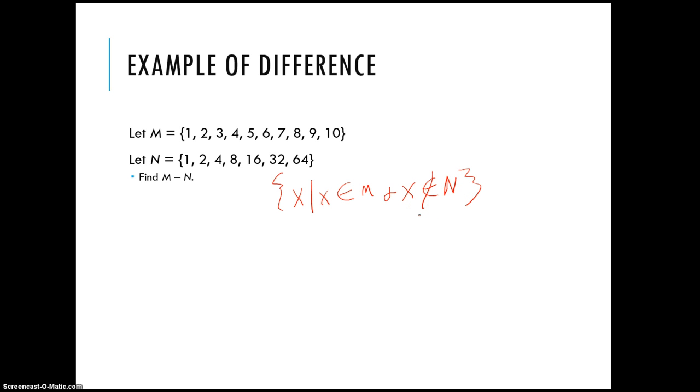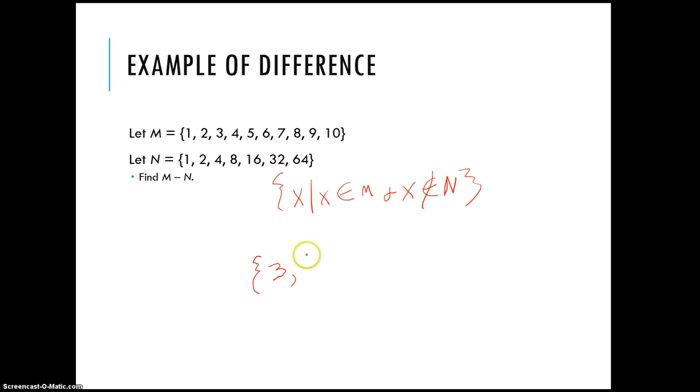So, is 1 an element of M and not an element of N? Well, no, so it does not go in our answer. What about 2? Is 2 an element of M and not an element of N? Well, nope, that doesn't work either. However, let's look at 3. Is 3 an element of M? Oh yeah. Is 3 not an element of N? Yeah, that is correct. So we are going to put 3 in here.